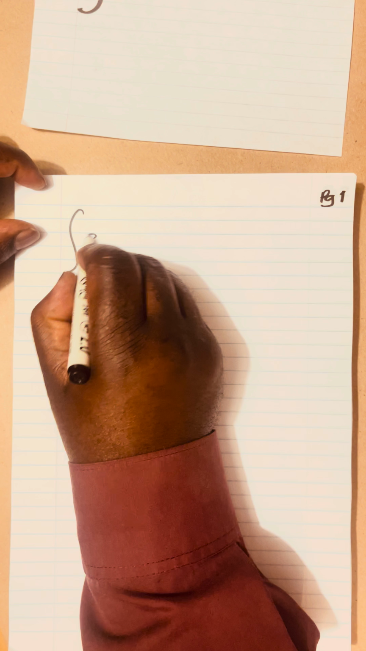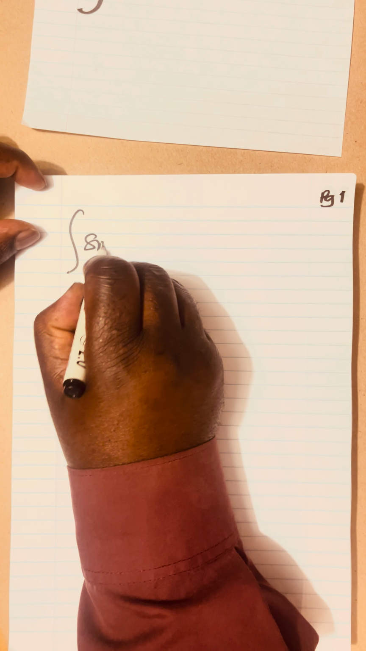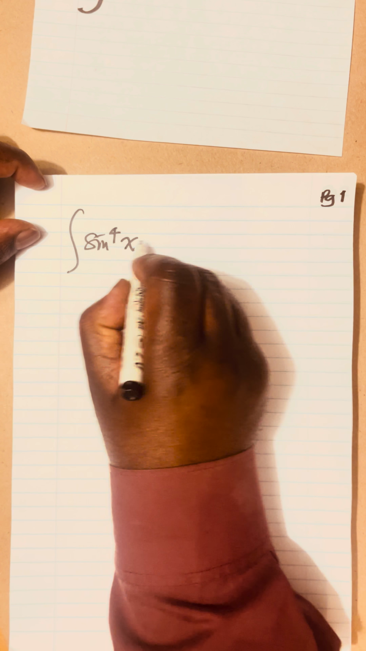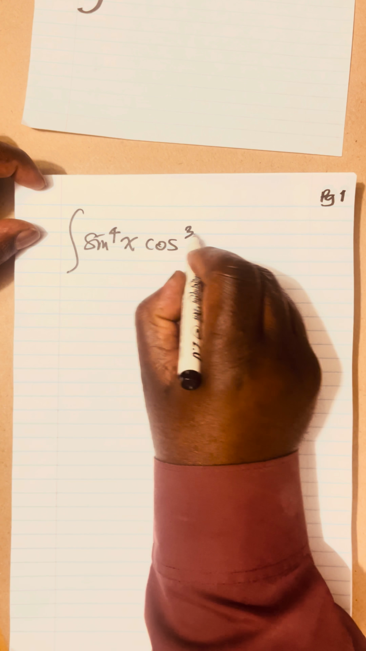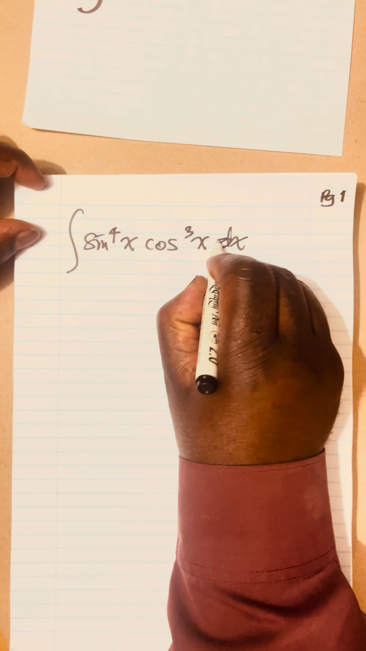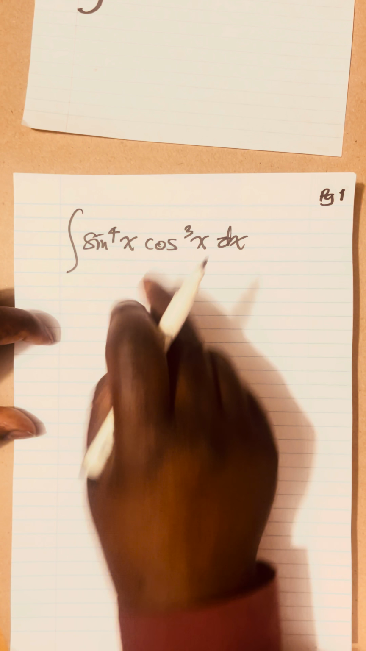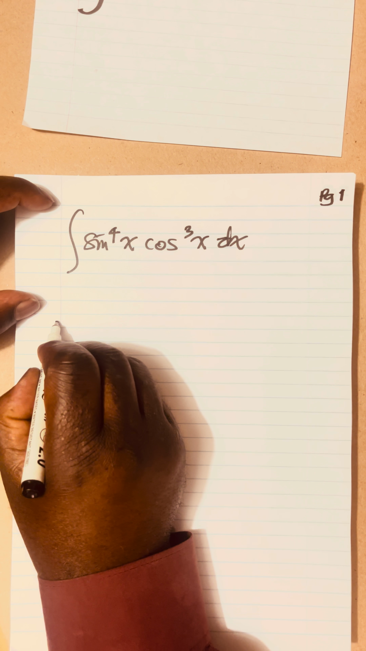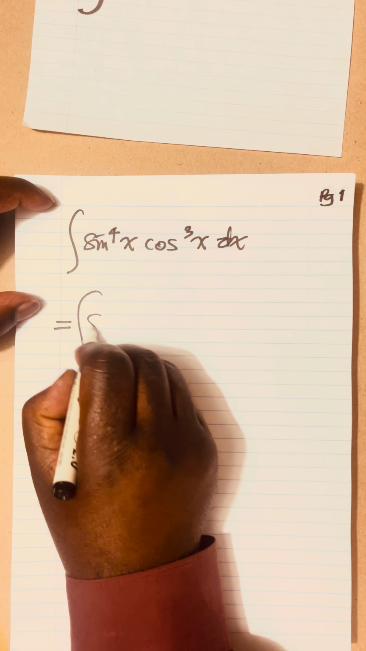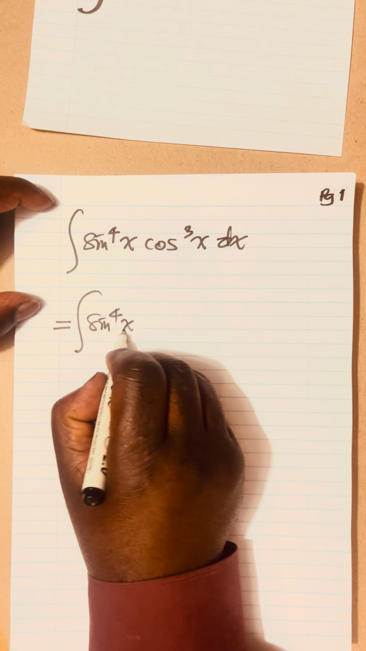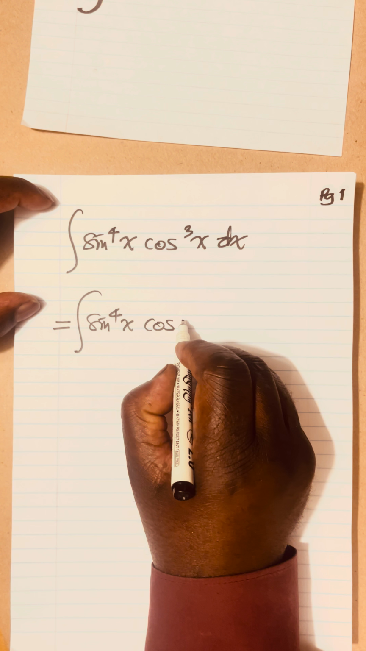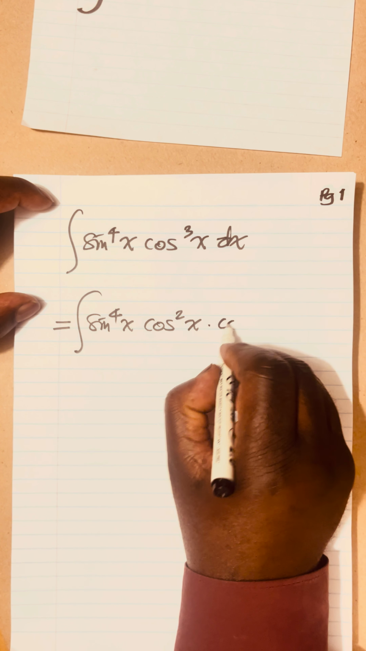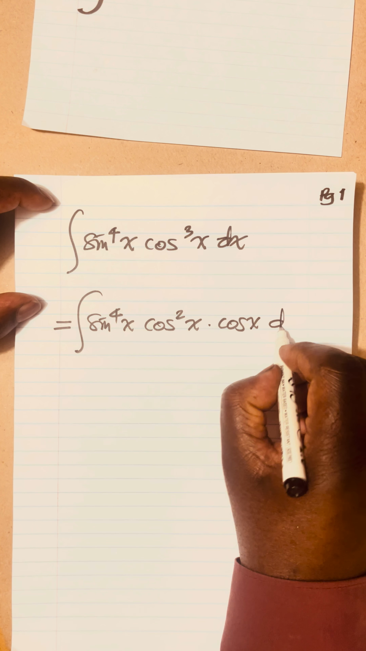As follows. So you split that. Let me start by capturing the integral. So we have the integral of sine to the power 4 of x times cosine power 3 of x dx. So what I was saying is we work on the odd power. We split it as follows. This is the same as the integral of sine power 4 of x times cosine, check this, power 2 of x times cosine of x dx.